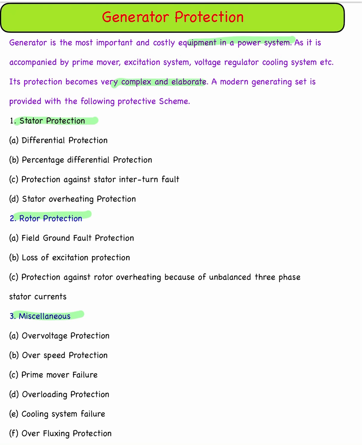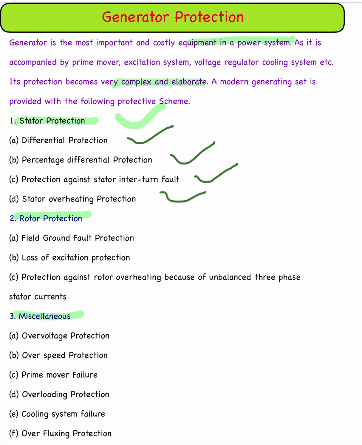So the first is the stator protection. Why is stator protection required? Because there may be a fault on the stator part, meaning a phase to phase fault, a phase to earth fault, or an interturn fault. So we use the following protective schemes: differential protection, percentage differential protection, protection against stator interturn fault, and stator overheating protection.